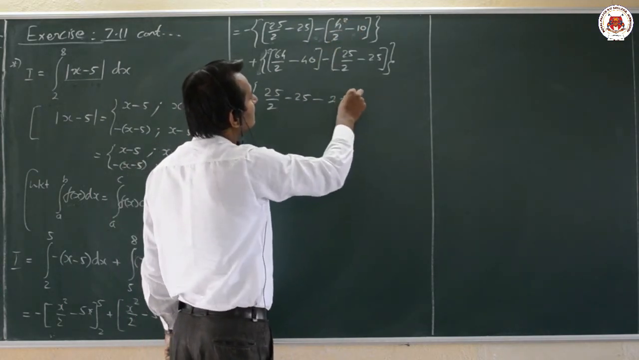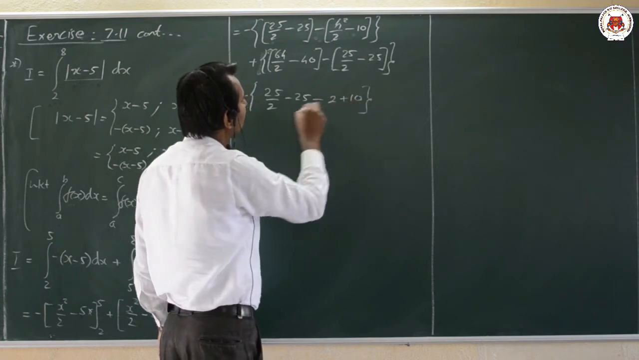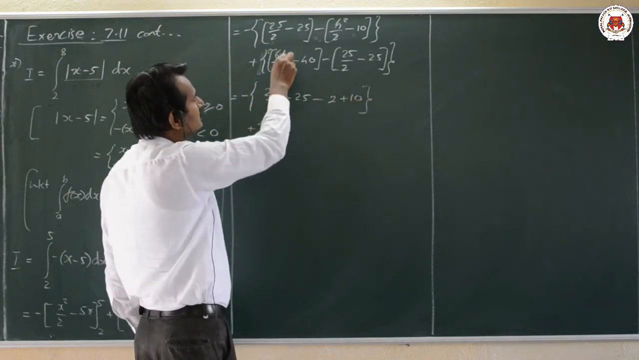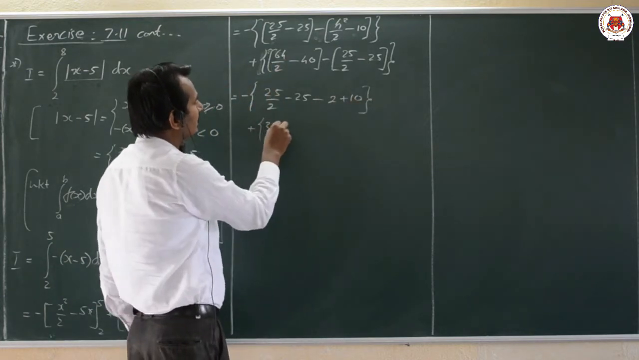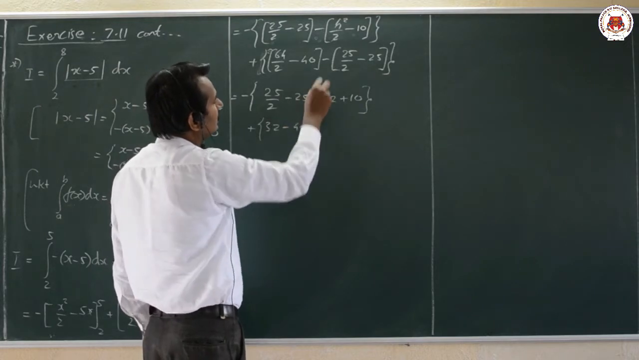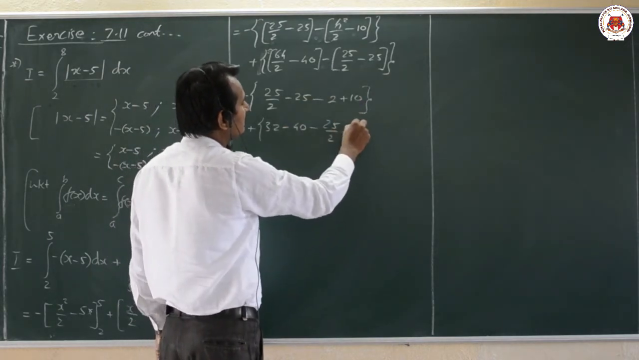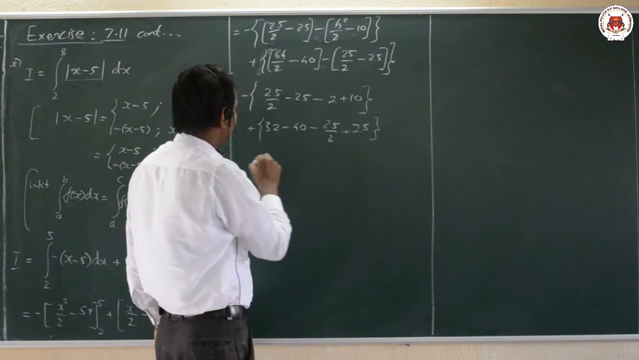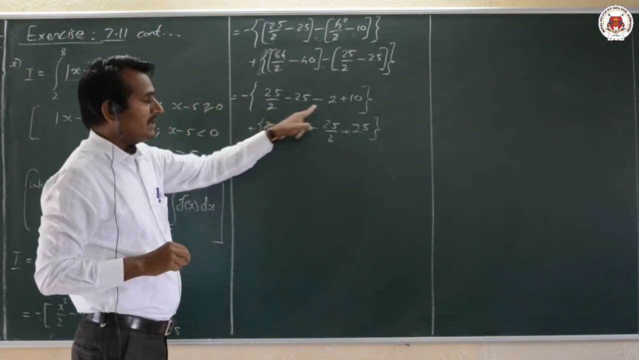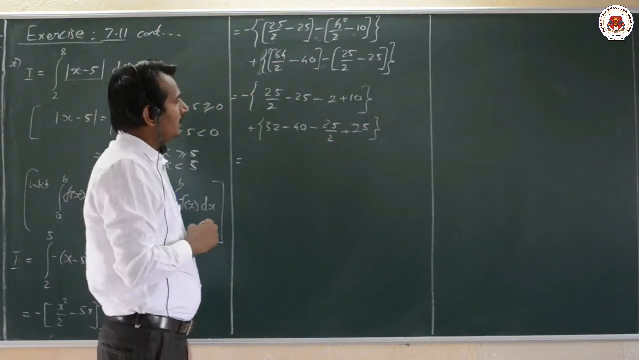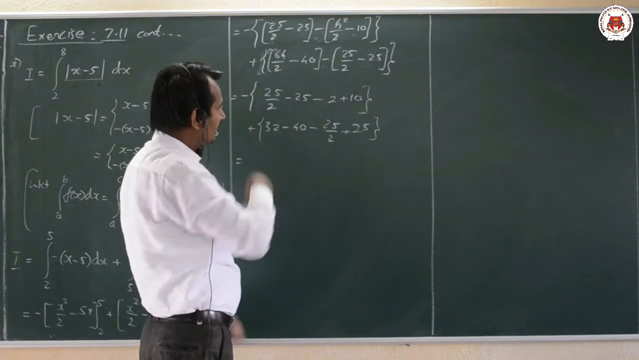Minus into minus, that is nothing but plus 10, one thing. Then plus of here 64 by 2, that is nothing but here 32 minus 40, then minus here 25 by 2, and here minus into minus, it is plus 25. Now I shall subtract this value by minus here. Before that, what is the value?